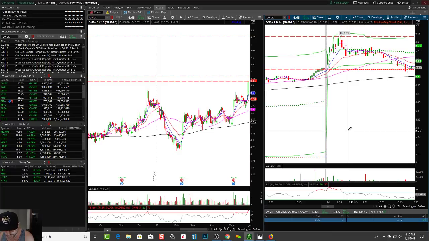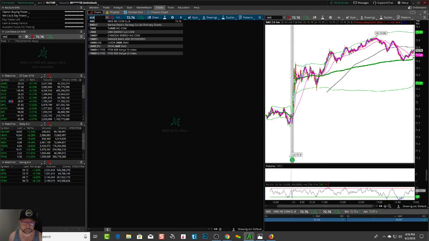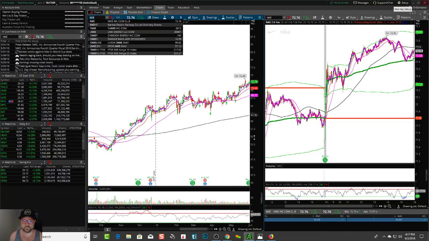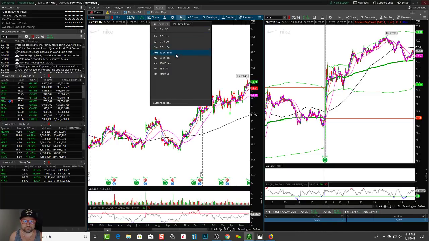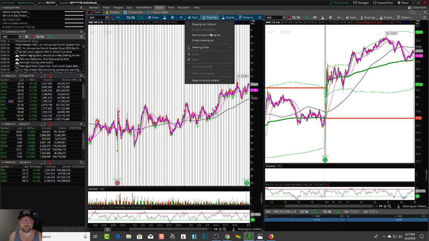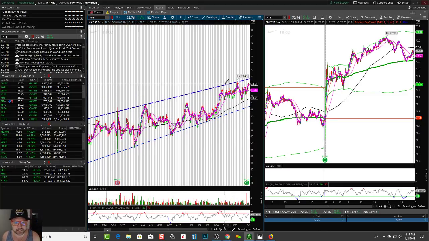I put my chart of NKE in the swing options room. I think it could be a flat top breakout. Let's take a look. You guys see how I'm making these trend lines, right? Connecting these peaks and these valleys up here.